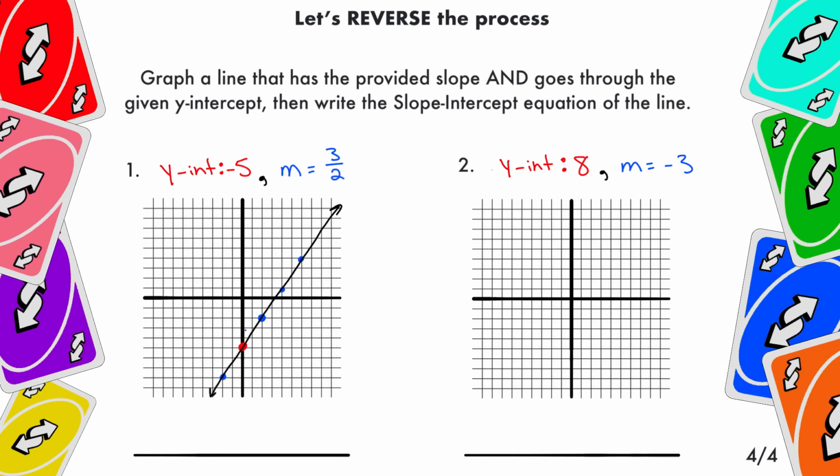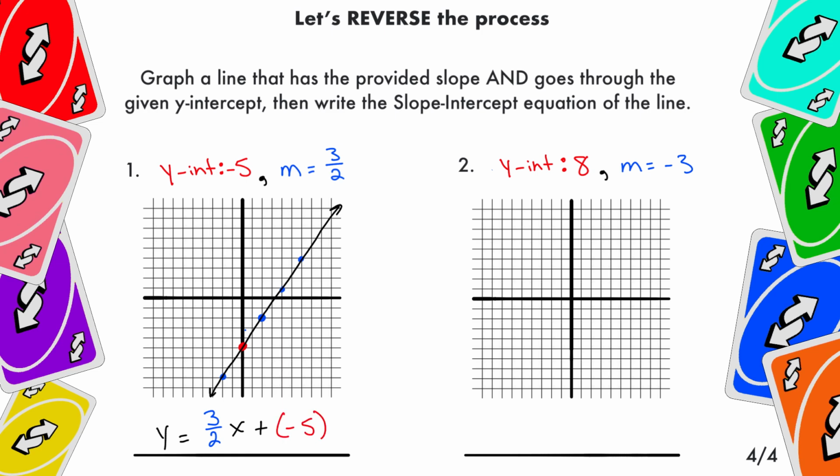The last thing is I want to set up an equation, a y equals mx plus b equation. So this is going to be y equals my slope, which says it's 3 over 2, times my x value, plus my y-intercept. Now we can write this in one of two ways. We can go plus negative 5.